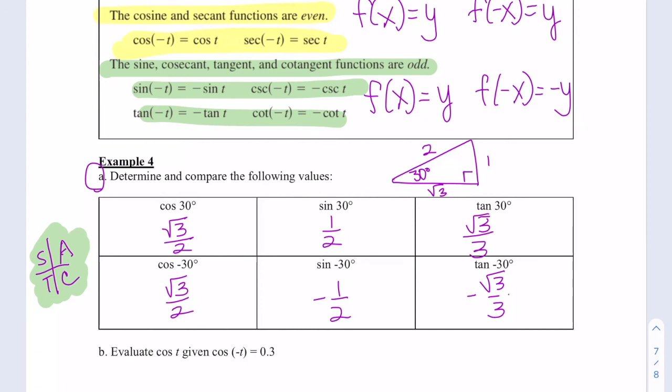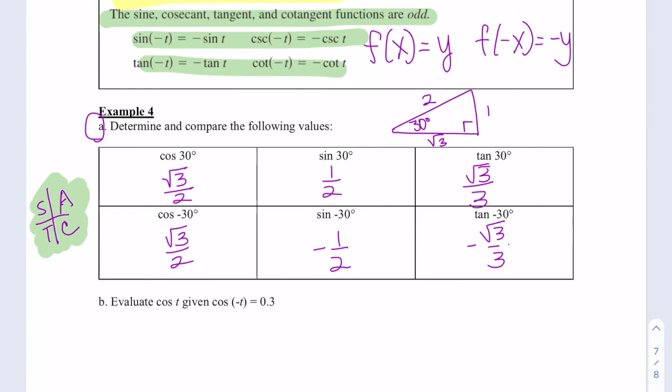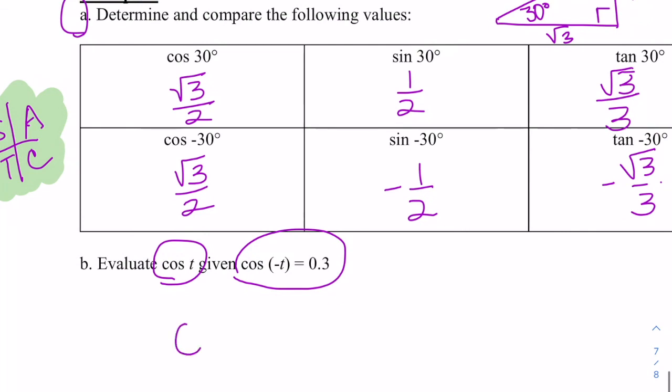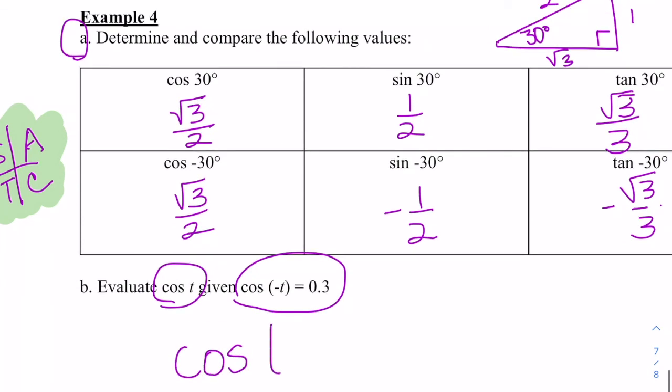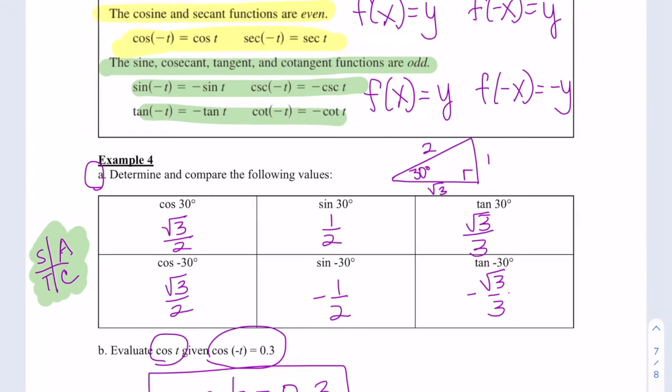So knowing that only the cosine function and its reciprocal secant are even, we can evaluate this one pretty easily. It says, find the cosine of t, given that the cosine of -t is 0.3. Well, remember, we know it's even. If this is just the negative rotation, then the cosine of t has to also be positive 0.3, because cosine and its reciprocal secant are even functions.